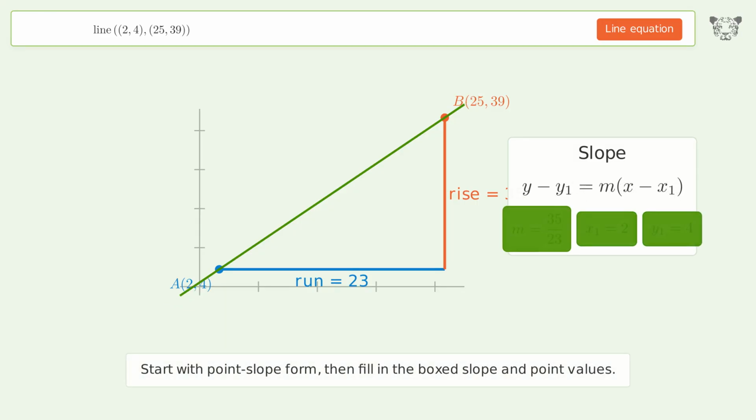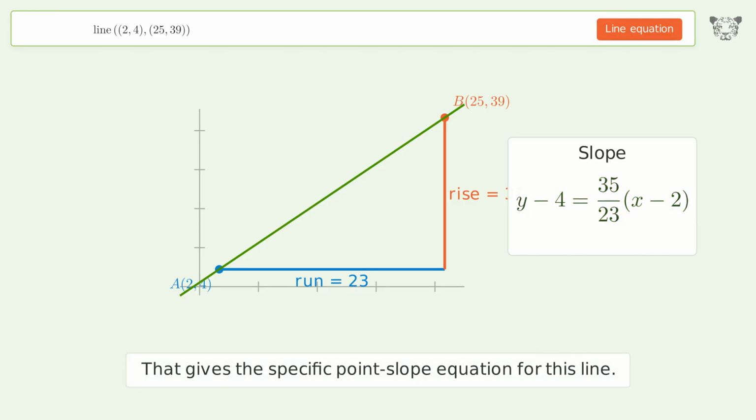Start with point slope form, y minus y1 equals m times x minus x1. Then fill in the boxed values. Slope is 35 over 23, x1 is 2, and y1 is 4. That gives the specific point slope equation for this line.